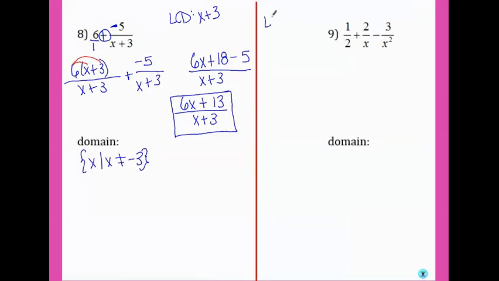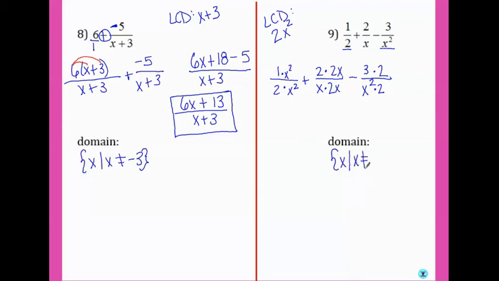And number 9, our LCD would be 2x squared. The 2 from here, the x squared from here, and technically x is part of x squared because x squared is x times x. So in order to go from 2 to 2x squared, we're going to multiply by x squared. To go from x to 2x squared, we need to multiply by 2x. And to go from x squared to 2x squared, we need to multiply by 2.